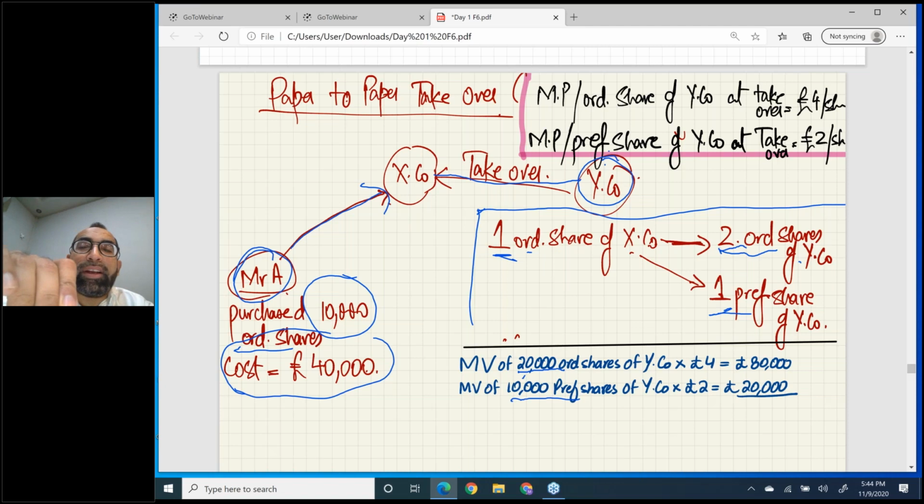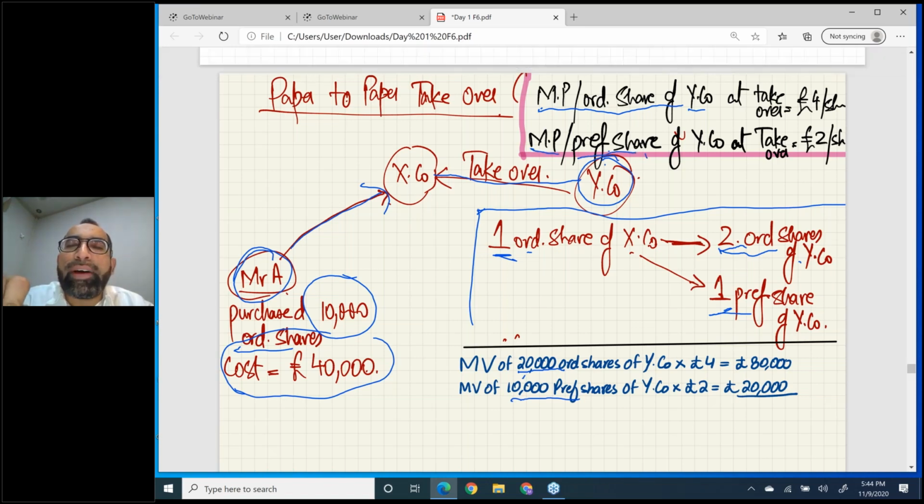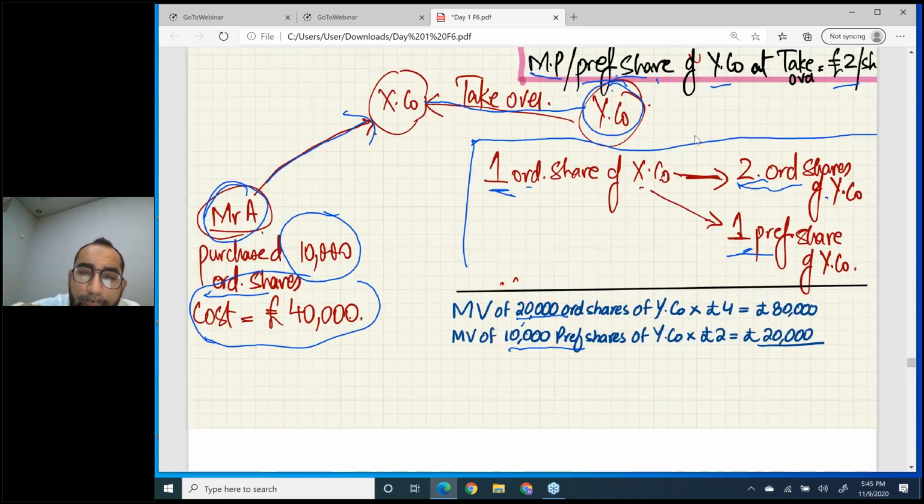See, the market value is given. Market price per ordinary share of Y company at the date of takeover is £4. Look at the screen. And market price per preference share of Y company at the date of takeover is £2. So let's compute the market value. See how many ordinary shares we got. We got 20,000.